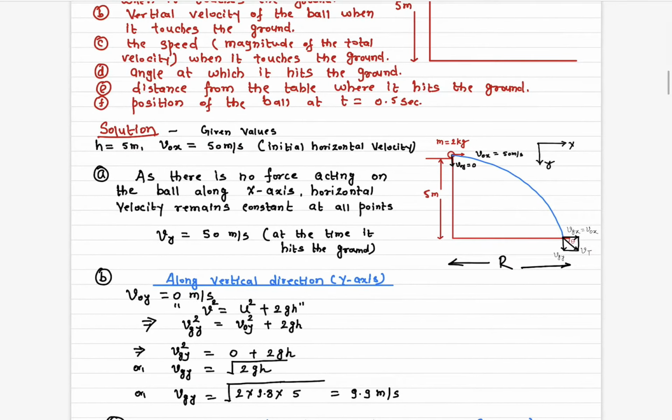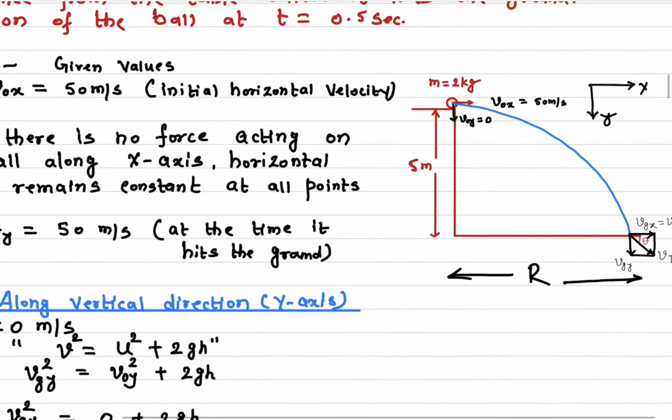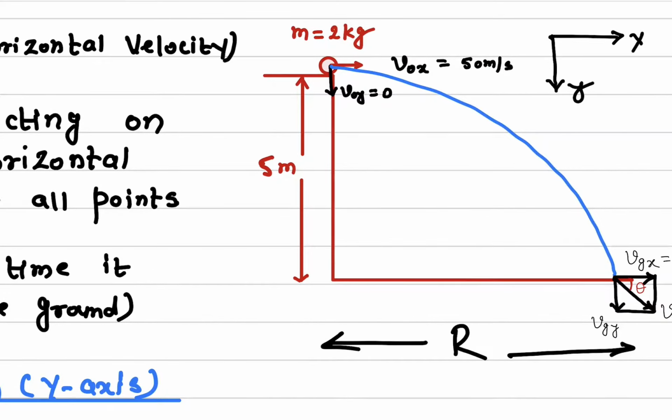Let's do it now. As the particle is thrown horizontally, its initial velocity along the x-axis is 50 meters per second. That's what is given. Now along the y-axis, the particle is not moving at all. The initial velocity along the y-axis is 0 meters per second.